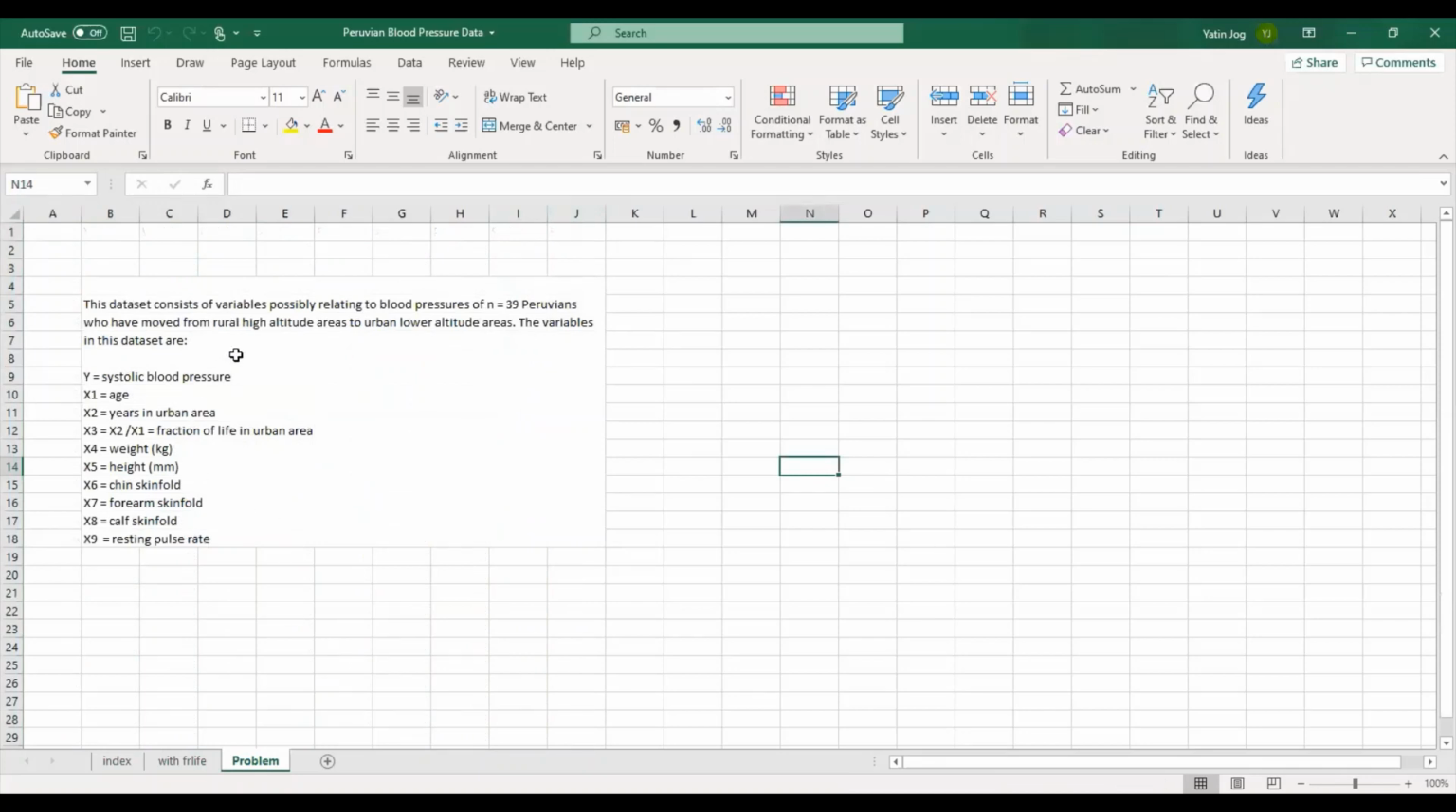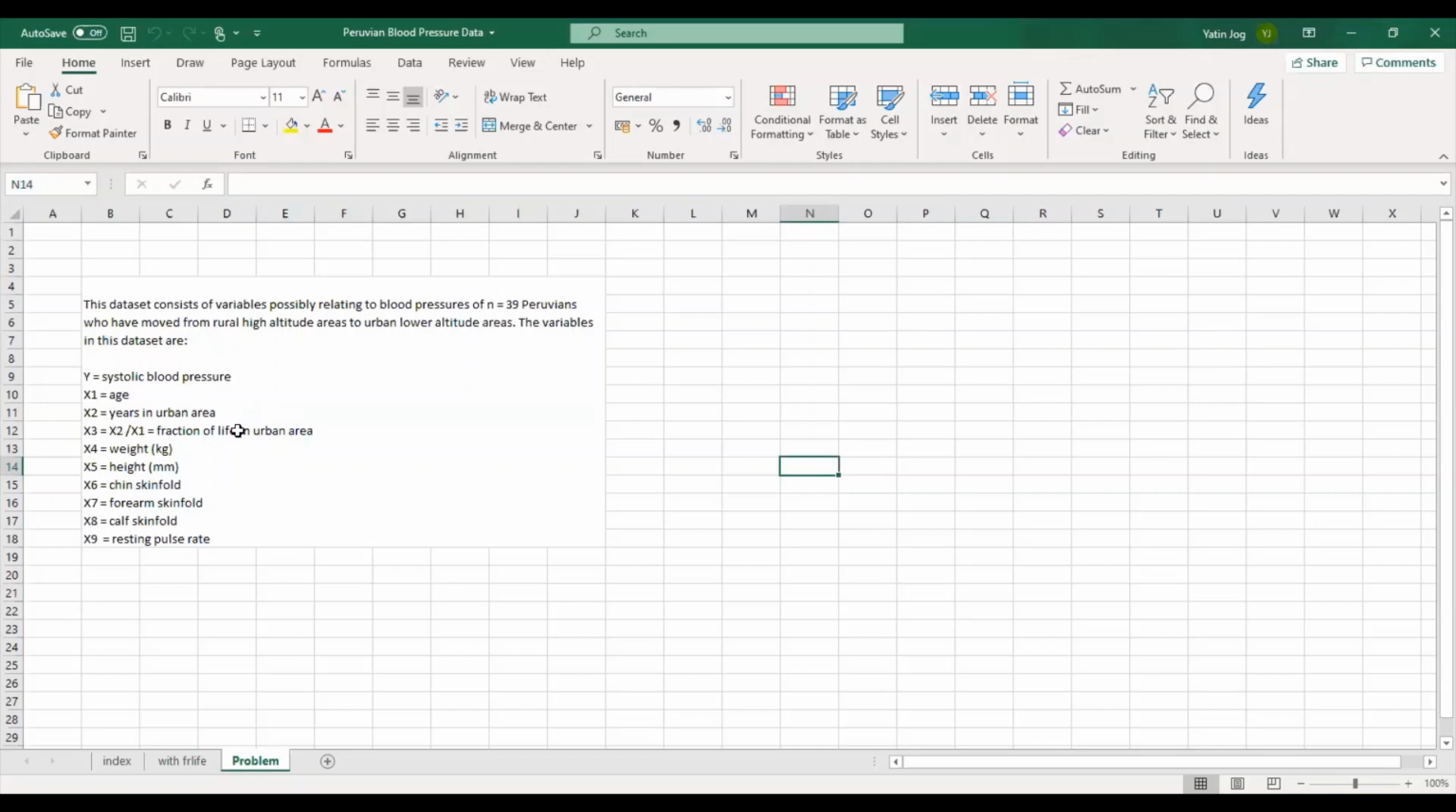Now in the third sheet, I have given the meaning also. What is the meaning of systolic blood pressure? What is the meaning of X1? That is age. X2 is years in urban area. So how many years has that person been living in an urban area? Because as we know, we have different habits and different kinds of culture in urban and rural areas, which have an impact on our body, and that includes blood pressure also. So we are considering that as one of the factors.